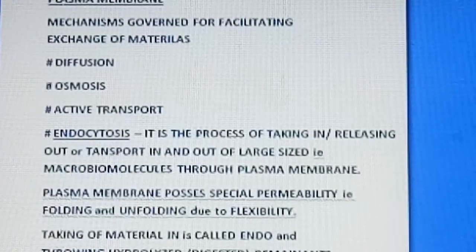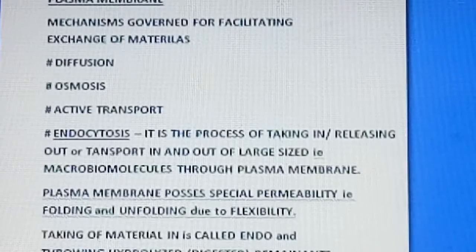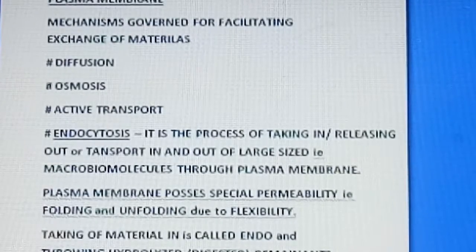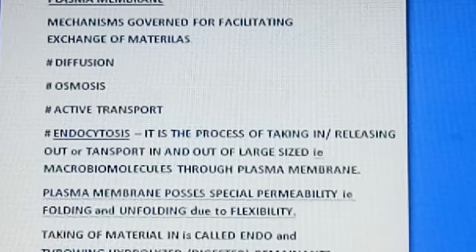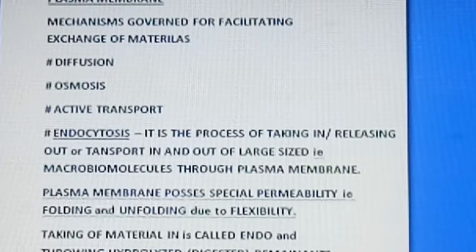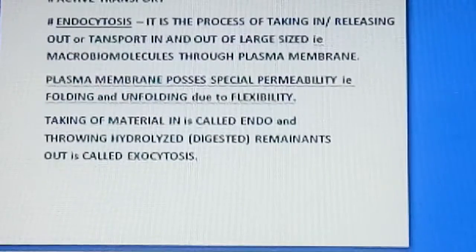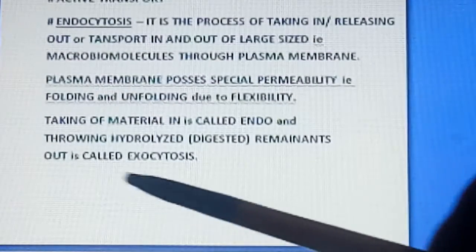So taking of the material in is called endocytosis, whereas the throwing out of the hydrolyzed or digested remnants is known as exocytosis. Endo means entry and exo means moving out. So this process can be divided into two types, endocytosis and exocytosis. This we have already discussed.